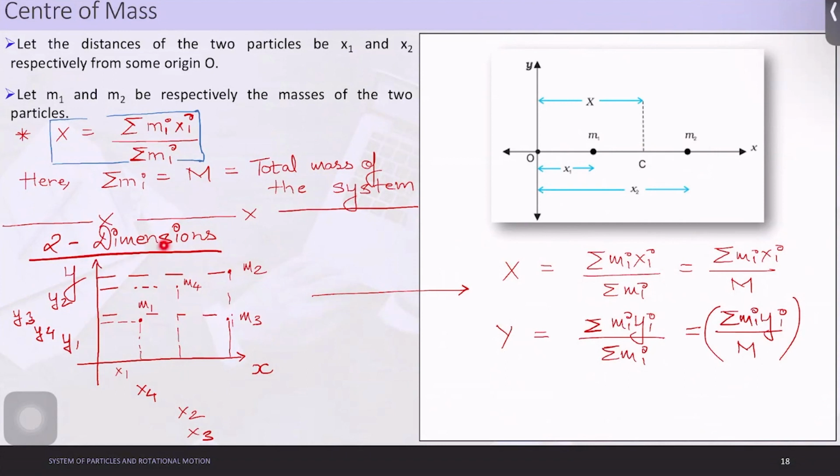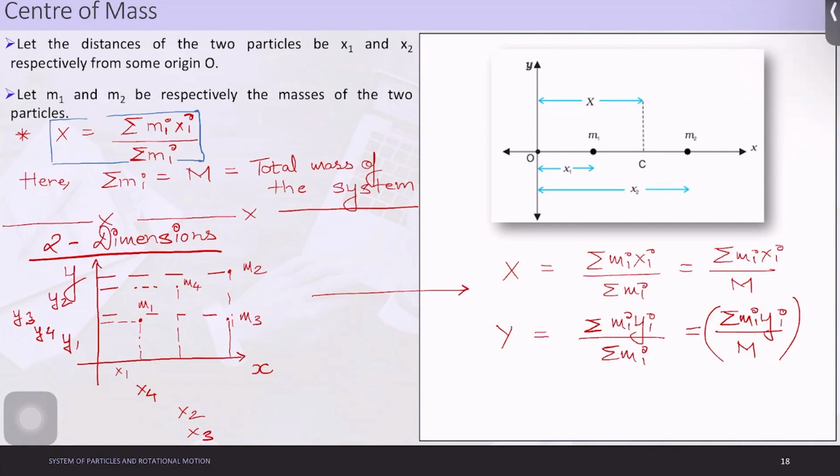And in 2 dimensions, let us say we make it like this. Let us take m1, m2, m3, m4 as 4 particles. Then what can we write? We can write that the center of mass in these 2 dimensions is equal to summation mixi upon summation mi, which can also be written as summation mixi upon M. Similarly, for y, we can write it as summation miyi upon capital M. Okay, fine. That being said, now let us go with the further discussions regarding this topic.